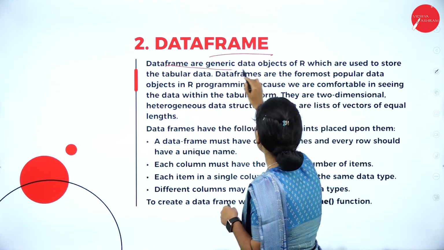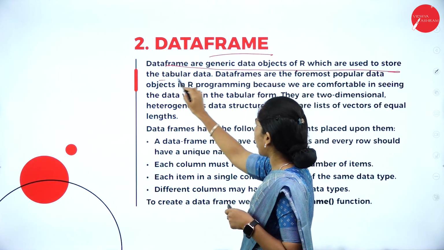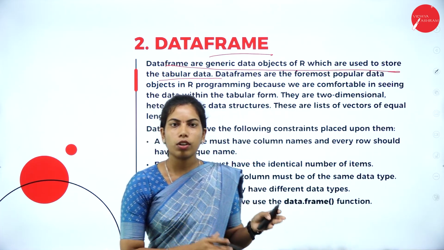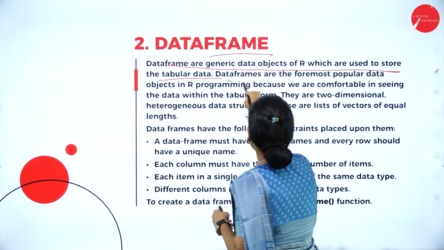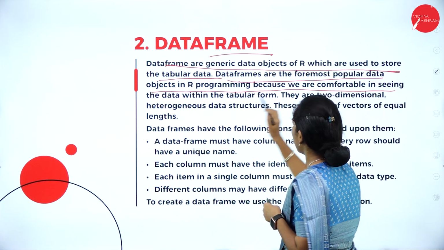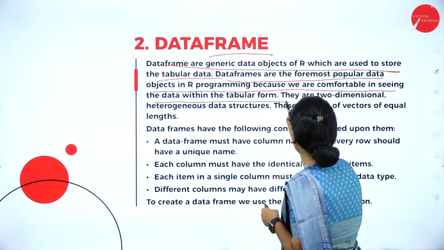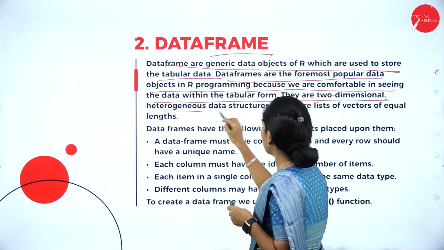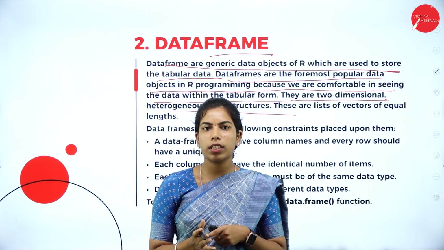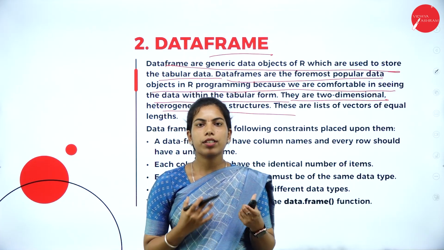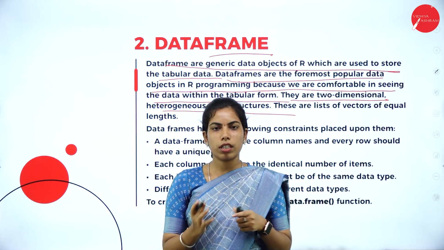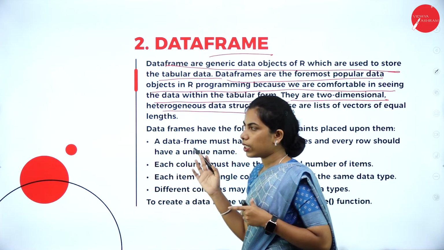Data frames are generic data objects which are used to store tabular data. Tabular data is in a matrix form, with rows and columns. Data frames are the foremost objects in R programming because they show the data in tabular form. They are a 2-dimensional heterogeneous data structure, so it's not homogeneous. Heterogeneous means it contains a variety of data, not only a single type. It can contain characters, numbers, strings, and so on.